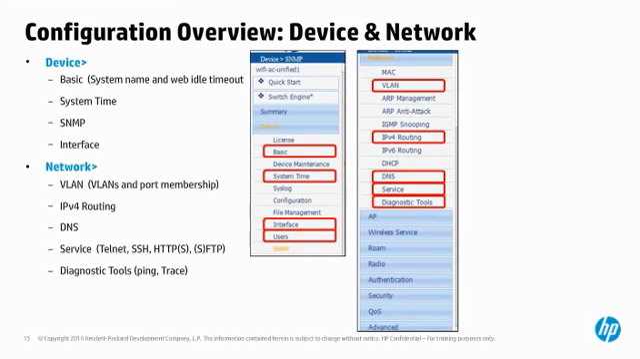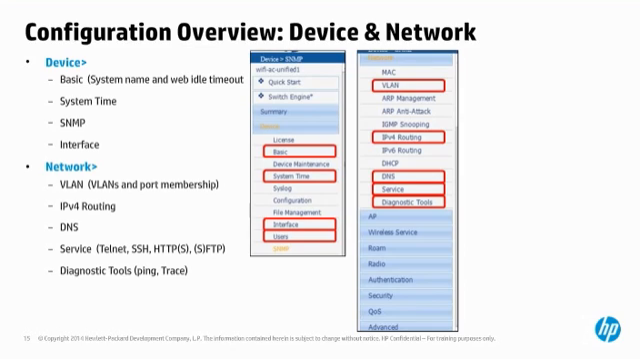The figure provides a high-level review for key unified AC configurations. You can navigate the left-hand column of the unified AC GUI by clicking on Device. From there, you can perform the following. Basic. Configure the name of the AC and set things like the idle timeouts. System time. Configure time, time zone, and time protocols. SNMP. Configure communities, traps, and/or SNMP v3 parameters. Interface. View and configure physical and logical interfaces.